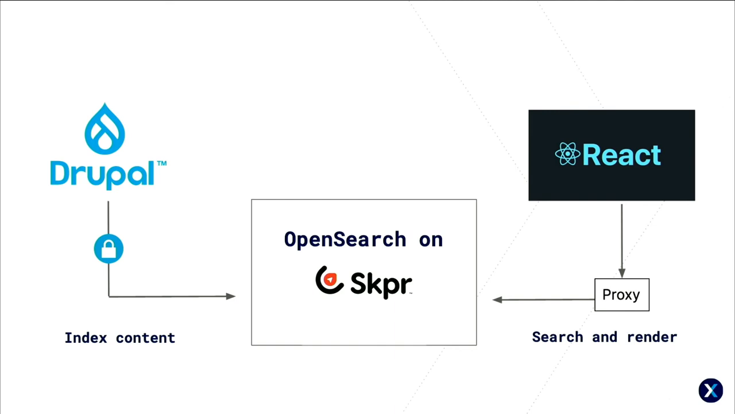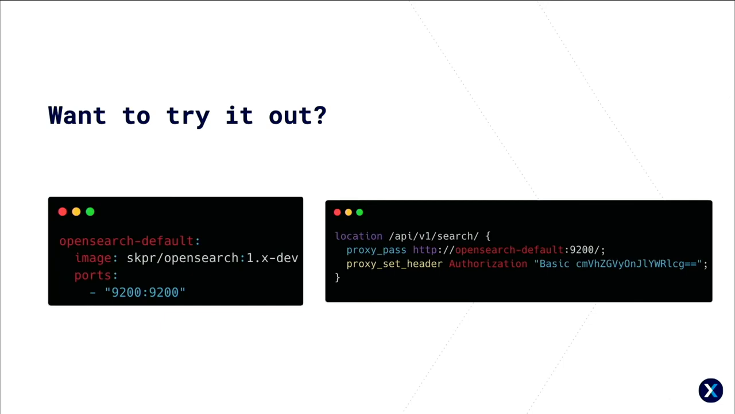So we have the proxy for a number of reasons. It makes it really, really fast because the instance almost looks like it's local. We have a /api proxy, and that's what React is hitting. That then gets proxied onto OpenSearch. It's secure. The front end can't write anything to the index. Only Drupal can. And we don't have to expose any OpenSearch endpoints on Skipper.